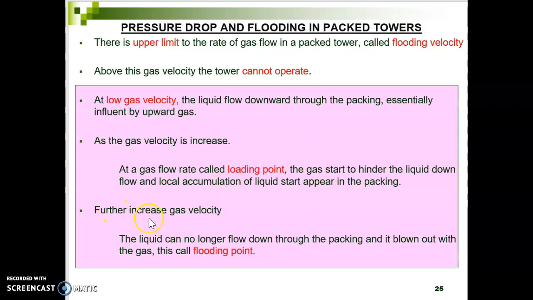However, when we further increase the gas velocity, the liquid can no longer flow down through the packing and it is blown out with the gas. So this is called the flooding velocity. The flooding velocity happens because of the further increase of the gas velocity. When the gas velocity is higher than the flooding gas velocity, your liquid cannot go down the column, but is blown out from the column.